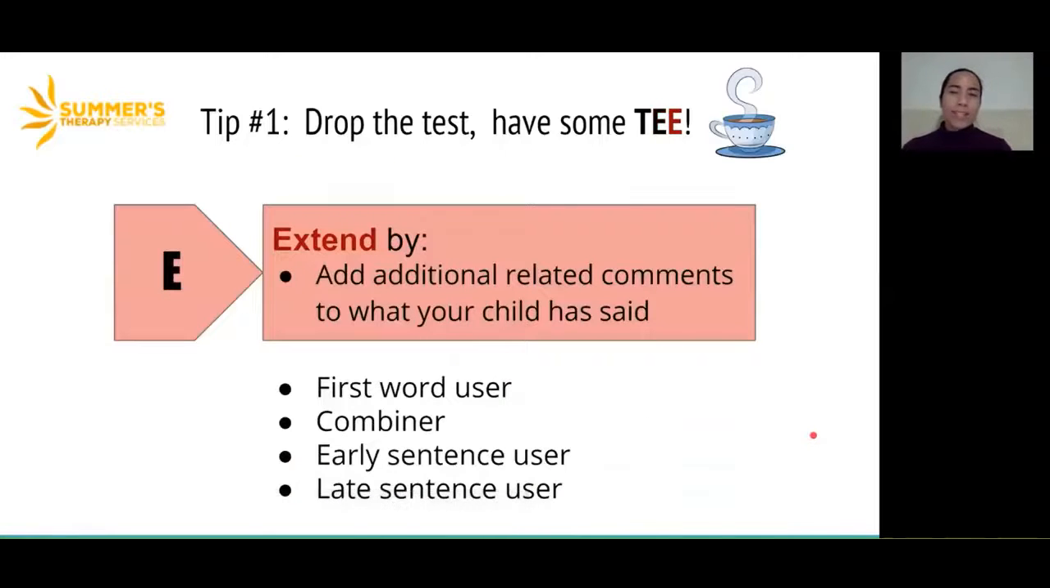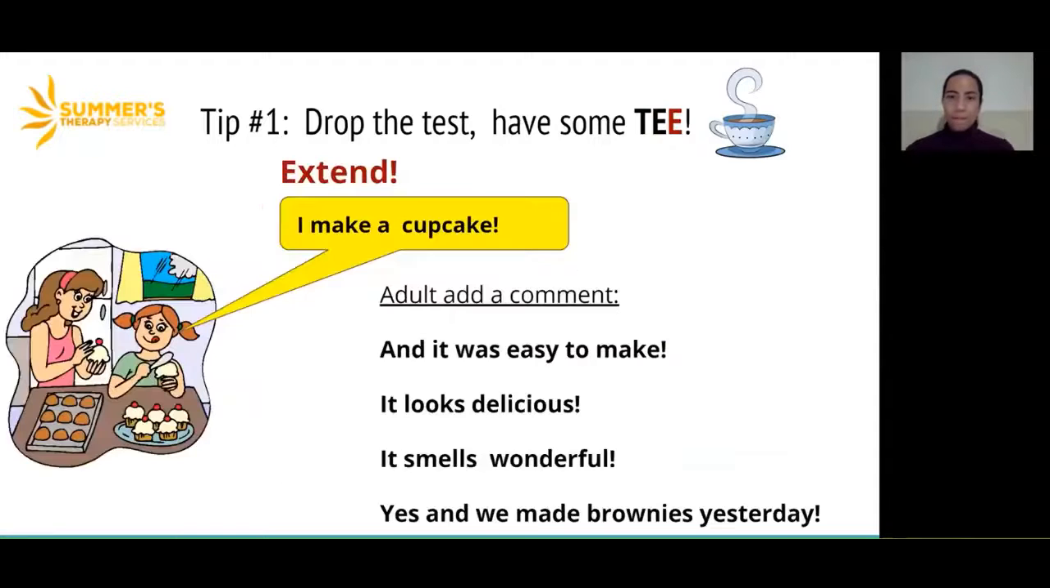We can also extend a child's language. So you're saying, oh, my child's actually already saying quite complete sentences. Simple short sentences may be complete already. So if your child is in the first word user, combiner, early sentence user, or late sentence user stage, you can do extension by adding related comments to what your child has said. So for example, if your child has already said, oh, I make a cupcake, you can extend the idea by saying, oh, and it was easy to make.